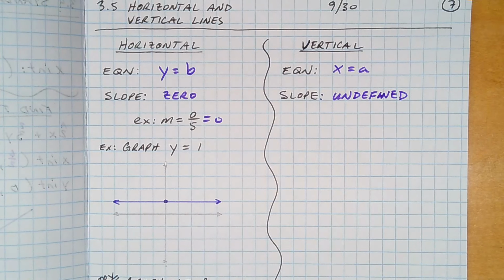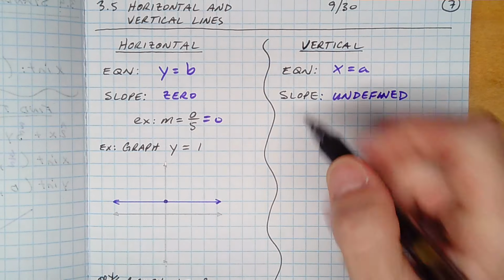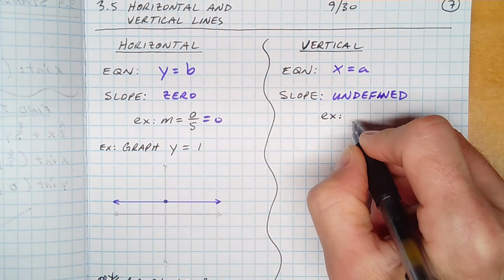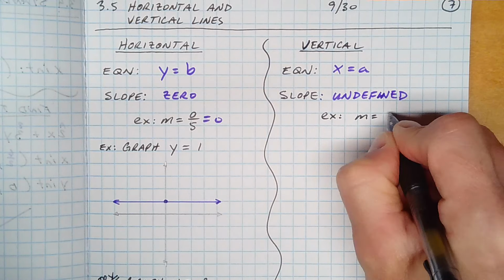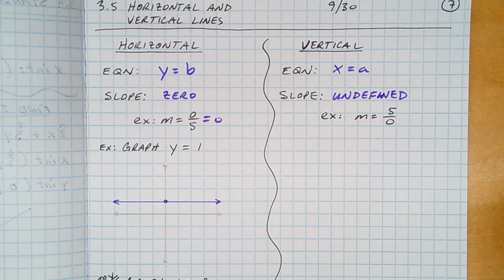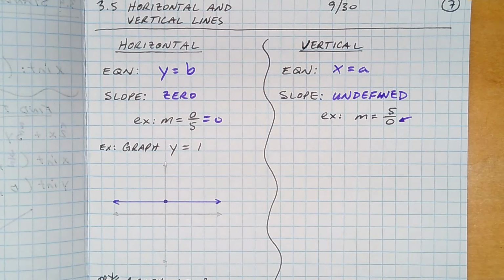Okay, vertical lines have an equation that is in the form x equals a, and that's different than all of these other linear equations we've learned about. X equals a. There is no y variable in there, and the slopes are undefined. All right, so for example, if I saw a slope that I calculated and it was m equals 5 over 0, because of this 0 in the denominator right here, I would know right away that the slope is undefined because you cannot divide by 0.